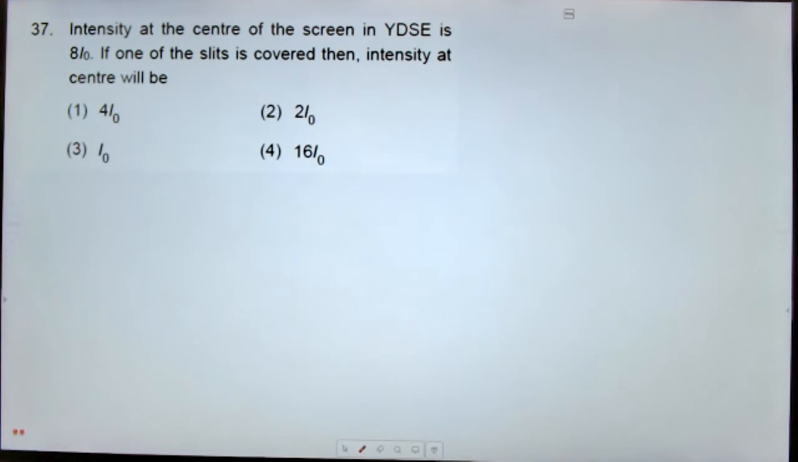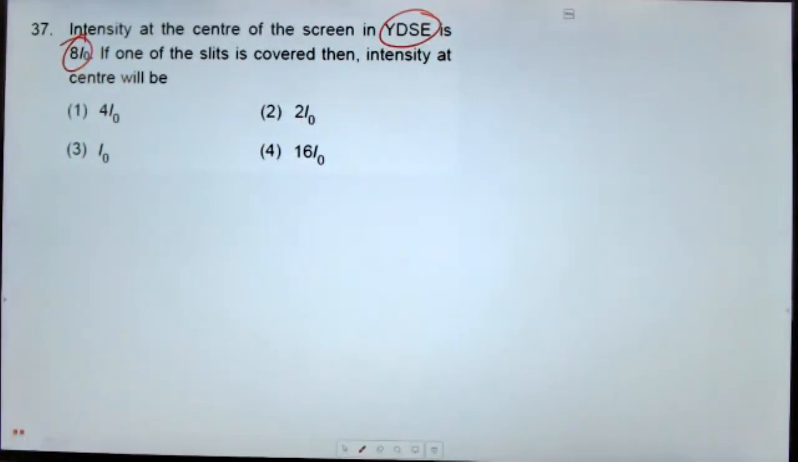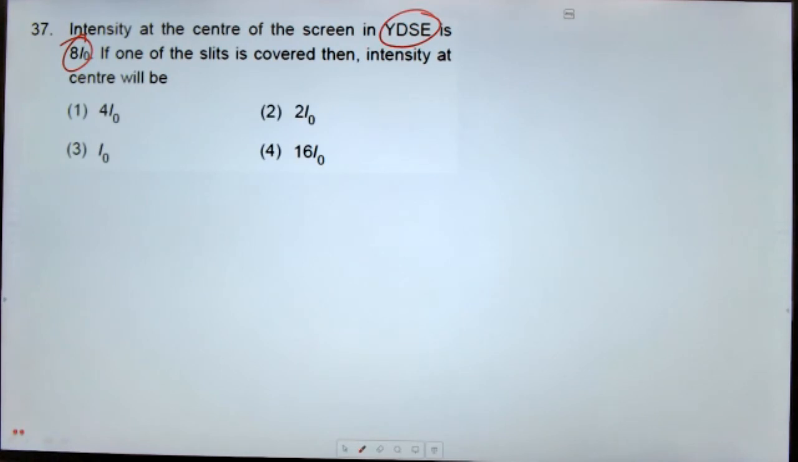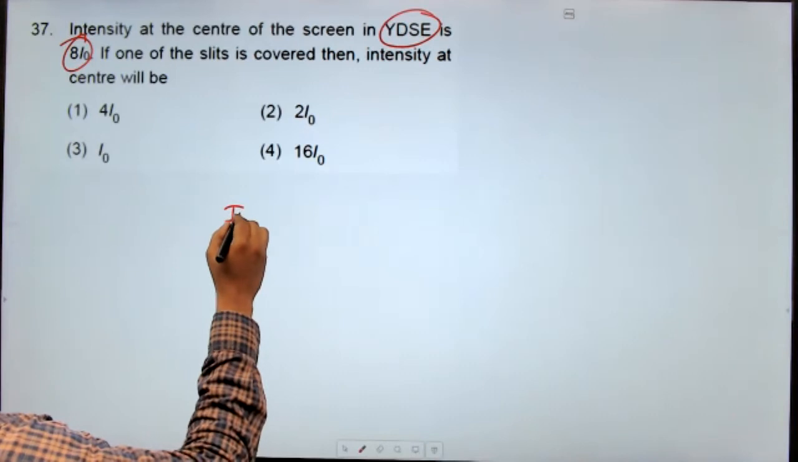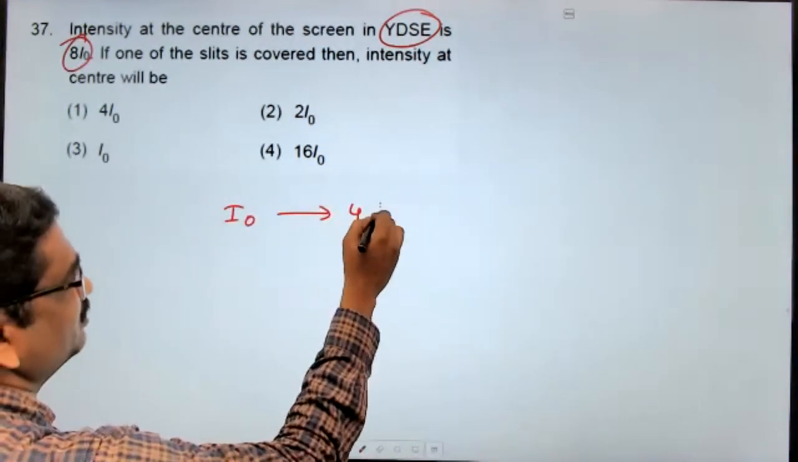Next. The intensity at the center of the screen in Young's double slit experiment is 8 I0. Now, if one of the slits is covered, then what will the intensity at the center be? Generally, 4 I0 is the intensity. If you take I0 as the intensity, then the maximum intensity is 4 I0.